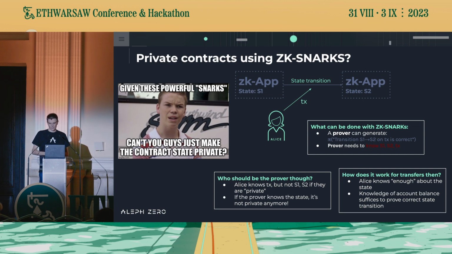So one could ask, wait, you are saying this is not possible, but we just saw that for token transfers, this worked, right? We could make a private system, or at least an anonymous system, using SNARKs. There is a particular reason why this worked. The reason was that Alice, or whoever made the transaction, knew enough about the state of the contract to generate this proof of transition. And this enough was essentially the balance of Alice, the balance for a particular token, because if she is sending some tokens, then she can generate a proof about just this part of the state, and this is enough.